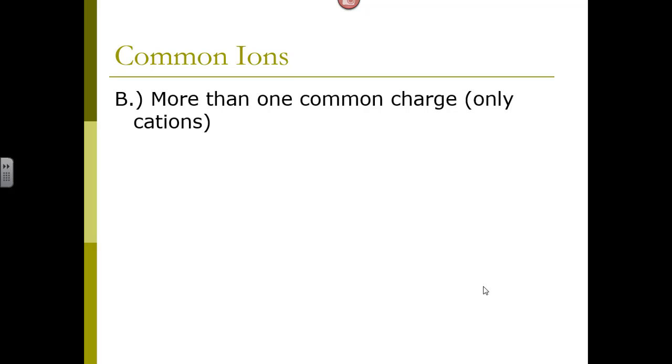Okay, the second kind of monatomic ions are the ones that can have more than one common charge. These are only cations, and it's mostly the transition metals. We talked about that already, like iron, which could lose 2 electrons or it could lose 3. There are a couple of exceptions. Tin and lead can also have more than one possible charge, and they are not in the transition metal block. So you'll probably just have to memorize those two. Transition metals and lead and tin can have more than one possible charge.